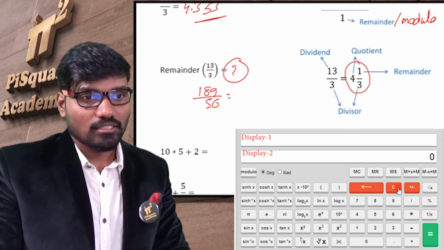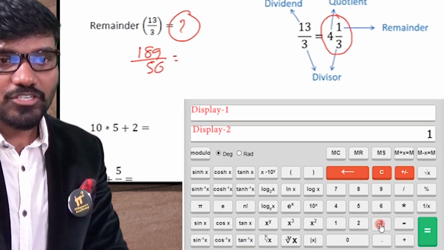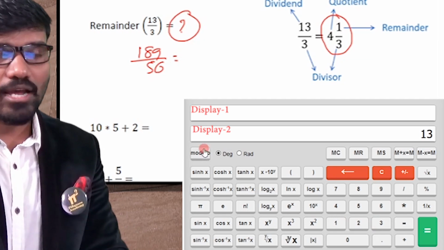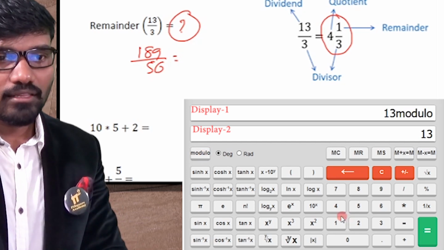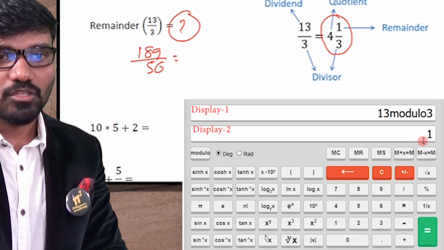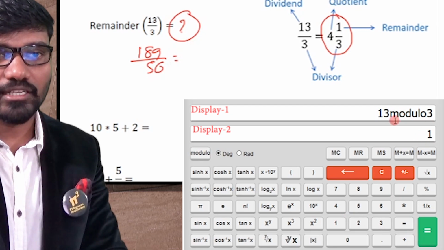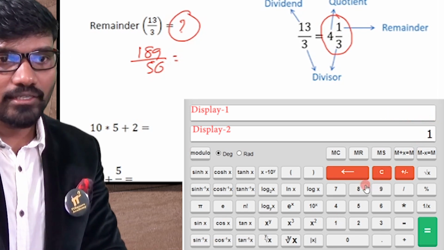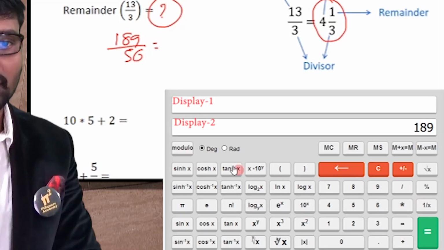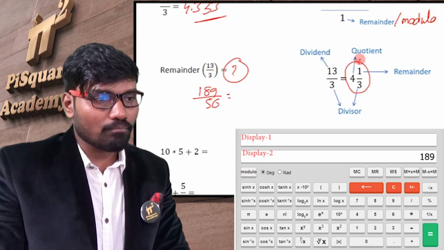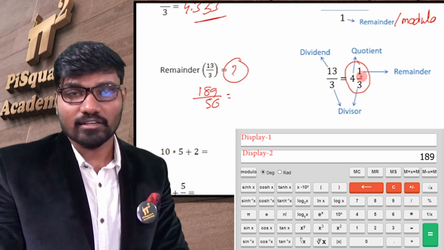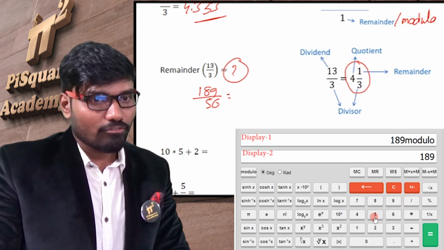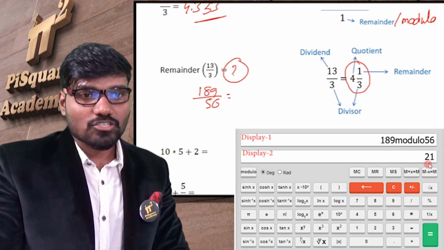First clear it always. Okay, then 13, instead of divided by, use modulo. Because remainder means modulo or residue. So I want to find the remainder, so I'm using modulo. 13 by 3 equals 1. That's the answer. The remainder for 13 by 3 is 1. Now for 189 by 56, clear it. 189, instead of using divided by, we will use modulo. Because divided by will give the complete mixed fraction answer. But instead I want a remainder. So I'll go for modulo 56. So the remainder is 21.